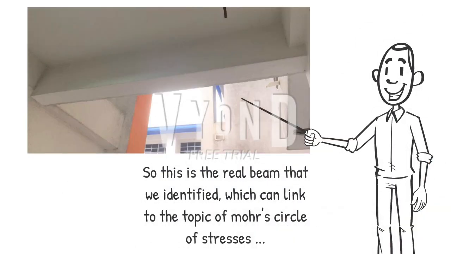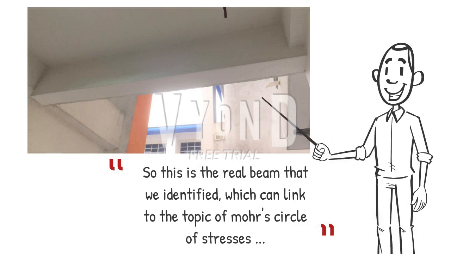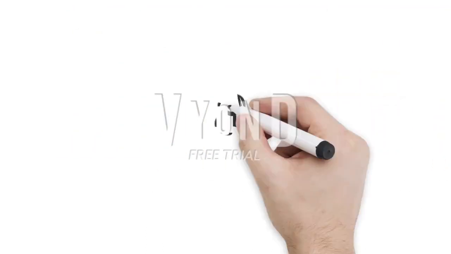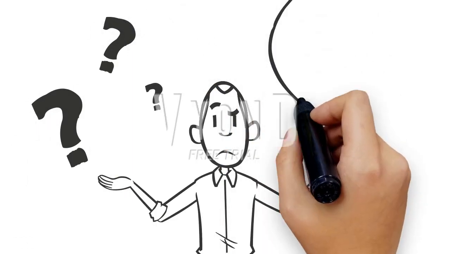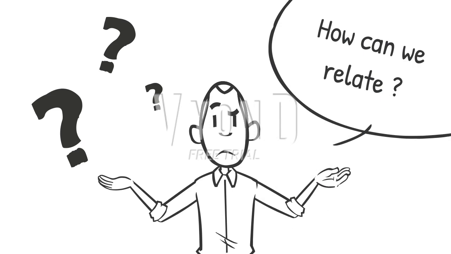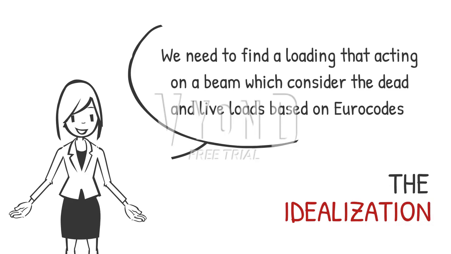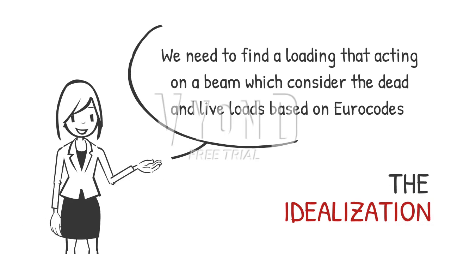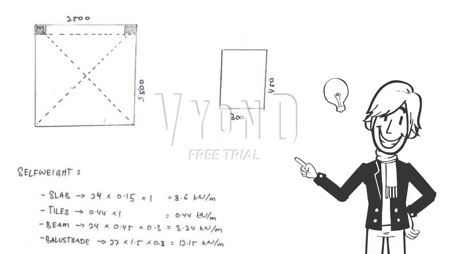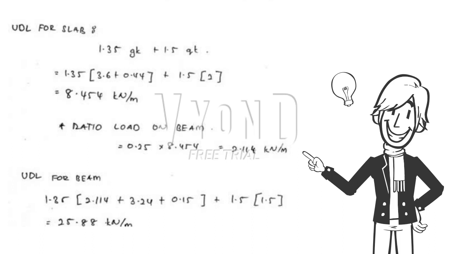So this is the real beam that we identified, which can link to the topic of Mohr's circle of stresses. First, we need to find a loading acting on a beam, considering the dead and live loads based on Eurocodes. So here is an example for the calculation of dead loads that we are able to identify. And this is the summation of the loads acting along the beam.